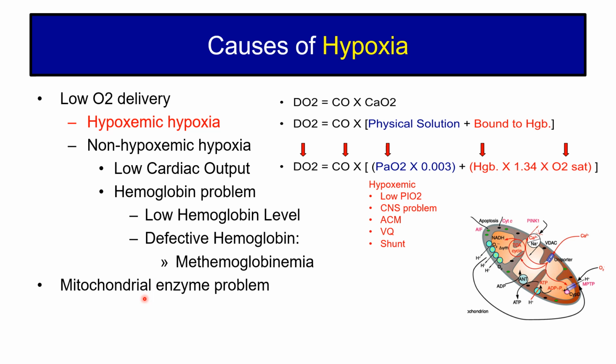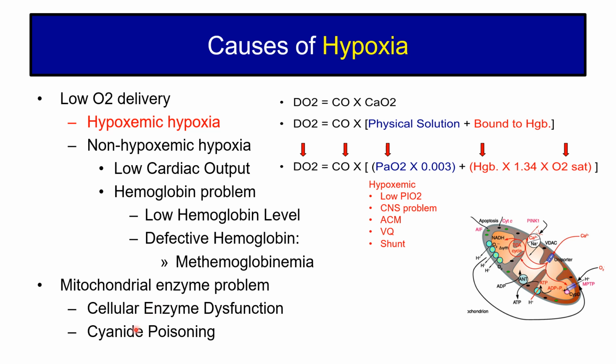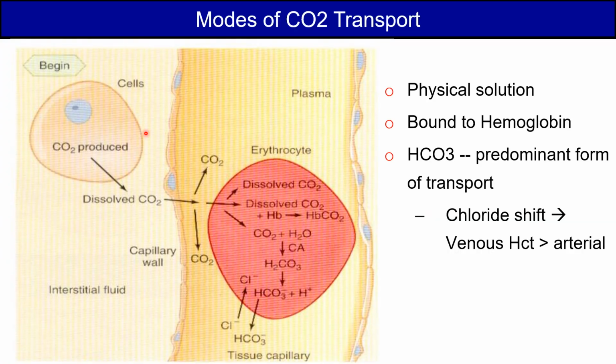Mitochondrial enzyme problem is another cause of tissue hypoxia. There may be adequate O2 delivery, but the mitochondria cannot use the delivered oxygen, such as if there's cellular enzyme dysfunction or cyanide poisoning.